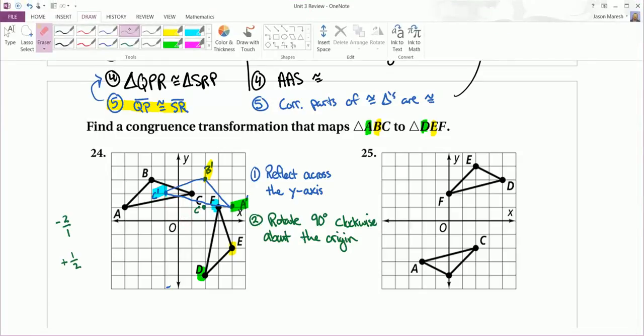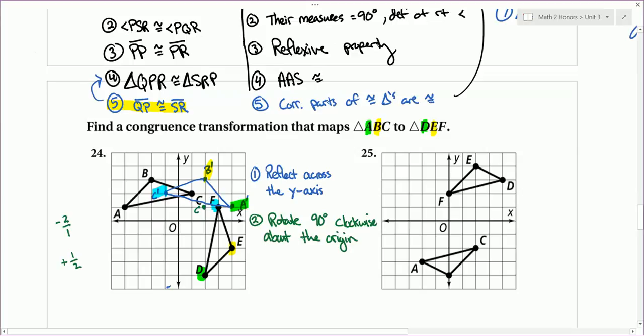Pick another point, say B. To go from 0, 0 to B, you're going up 1, 2, 3, left 2. So I'm going to go right 3, up 2. Is that right? Well, I'm going to the wrong point. I went to point B, not to B prime. That's throwing me off. Too many letters here.